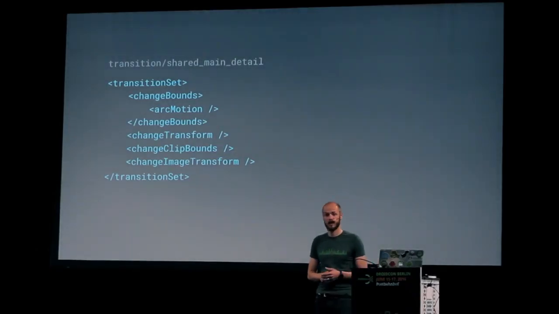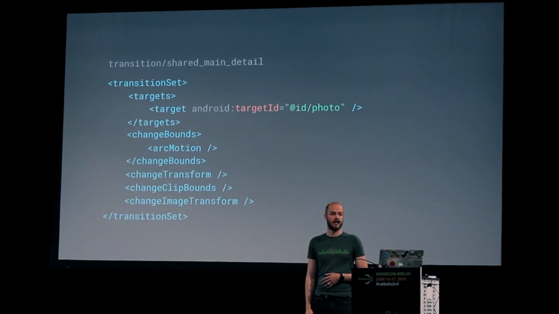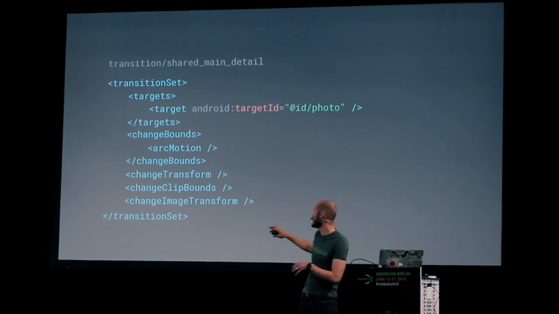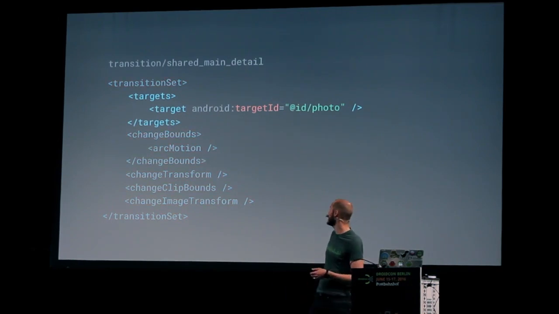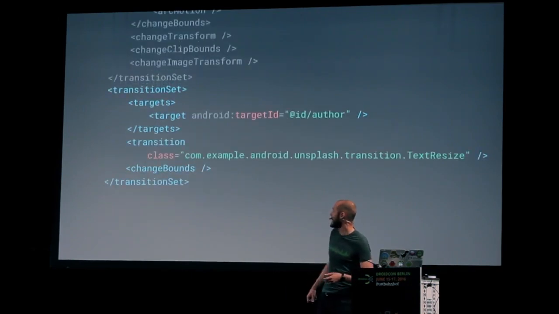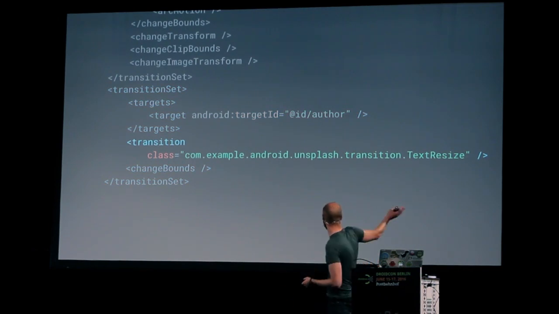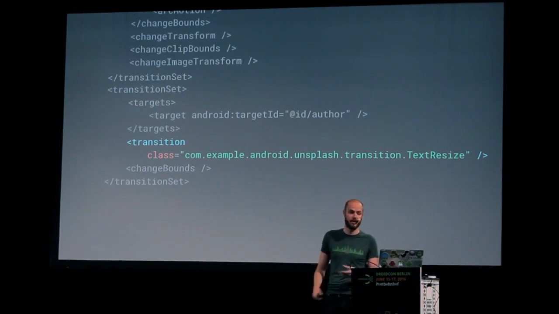To do this, we take the transition set that we already had, so we just expand on that. We add a target ID, which is the photo that we had in there already, and this transition set then will not be applied to any other views that don't have this ID on the screen. And then we add another transition set to just use the target ID of the target author ID and set this transition that we created before. And there you go. Pretty cool, pretty awesome. Of course, there's another change bounds in there to actually make the resize possible, because otherwise it would not do that.